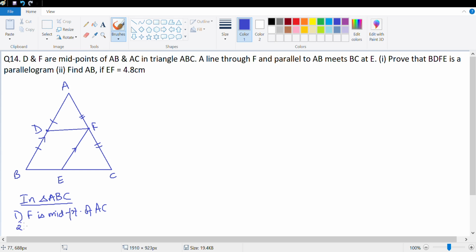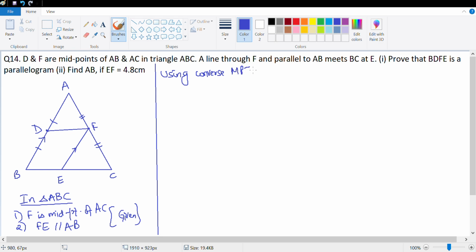And number 2 is FE is parallel to AB. Both of these are given. So we know that FE is parallel to AB and F is the midpoint, which means I can use the converse midpoint theorem. So using the converse midpoint theorem, what do I get?